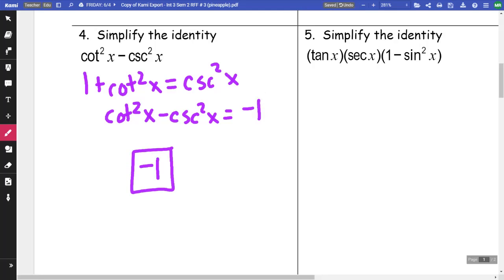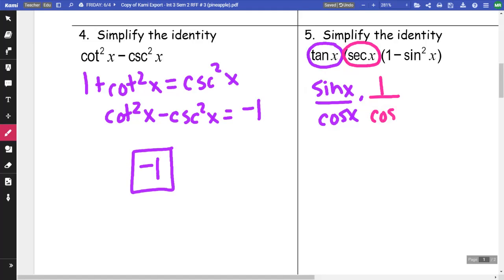On the next one, again, we're going to clean this up. So I'm thinking I'm going to write everything in terms of sines and cosines. So tangent x, here, I'm going to color code. So this is tangent x, and that's going to be sine x over cosine x times. And my secant x, the reciprocal of secant is cosine. So this is going to be 1 over cosine x.